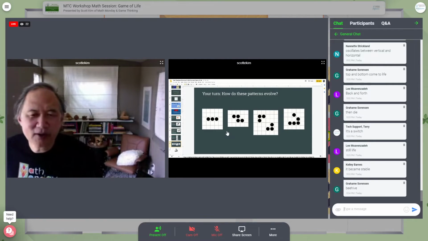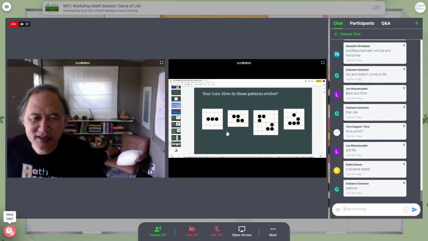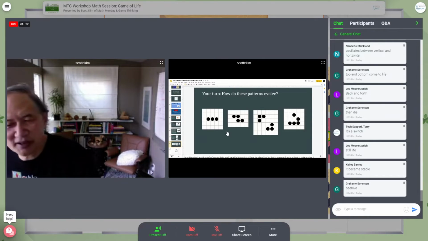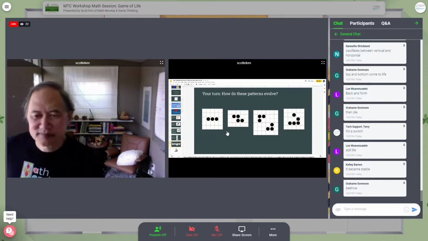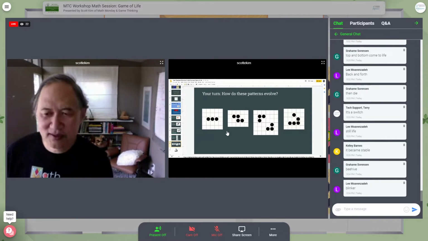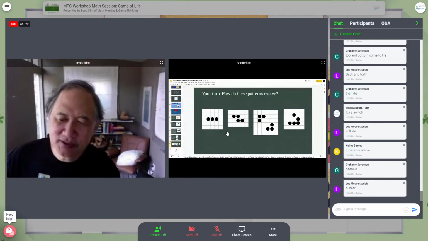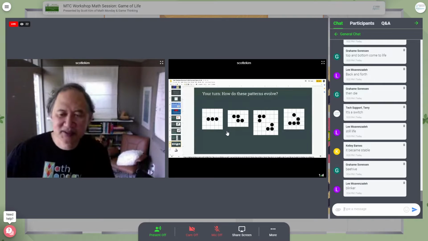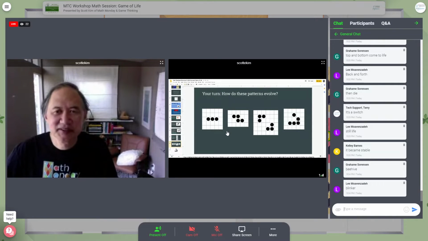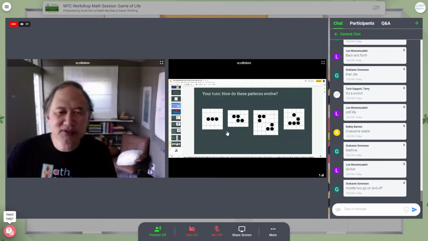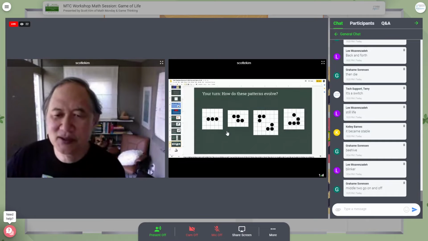Now, I don't know how many of you got to the third pattern. I saw one group that did. Can you tell us what happens to that? It's a blinker. Yes, it's a period 2 design. And what happens to it? The middle 2 go on and off. That's right. It's kind of cool.